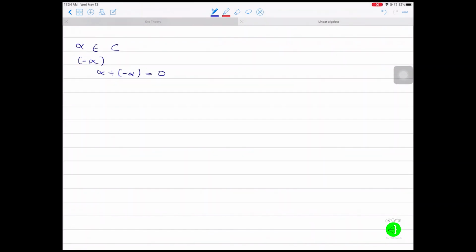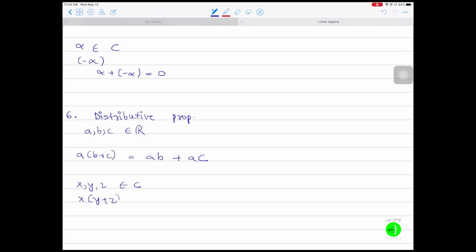The last thing we talk about is the distributive property. So for real numbers, we know that a times (b plus c) is equal to a times b plus a times c. The same thing holds for complex numbers. If we have three complex numbers x, y, and z, then x times (y plus z) equals xy plus xz, where addition and multiplication are defined in the previous slides.